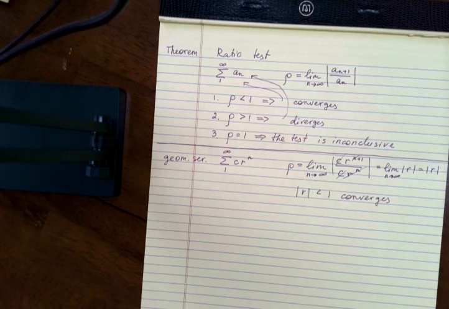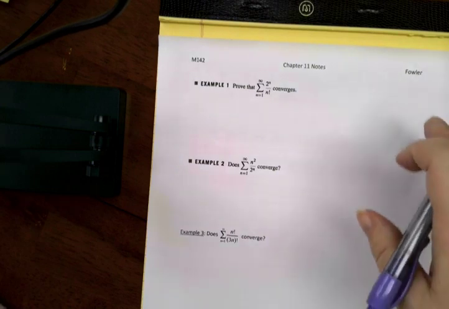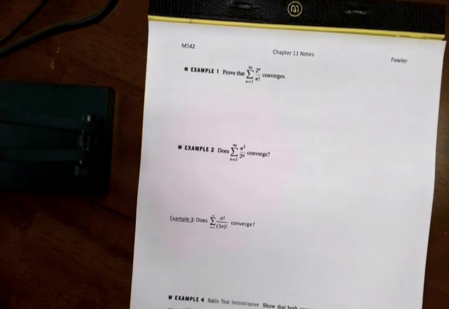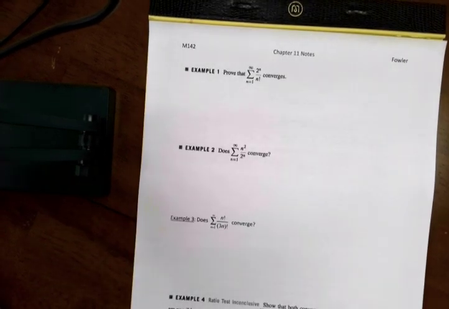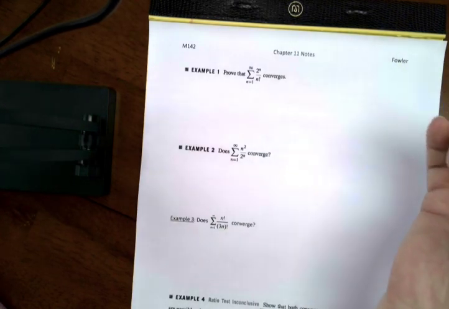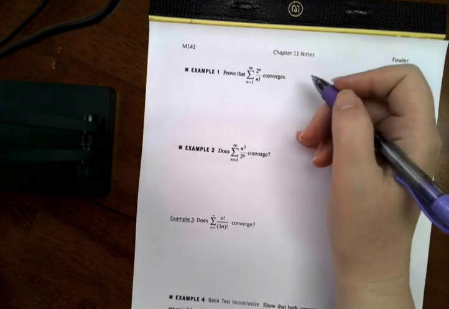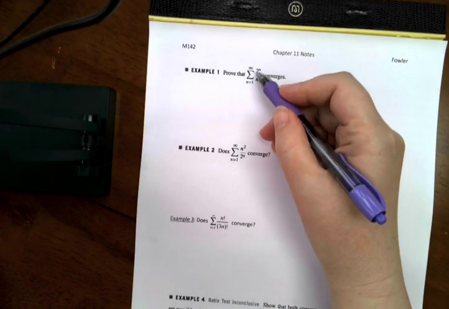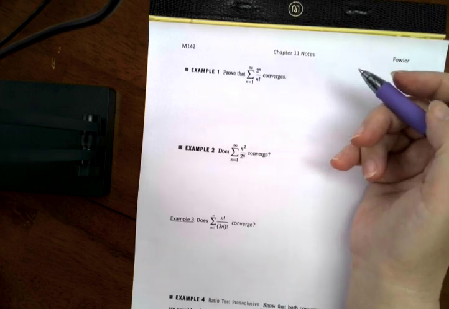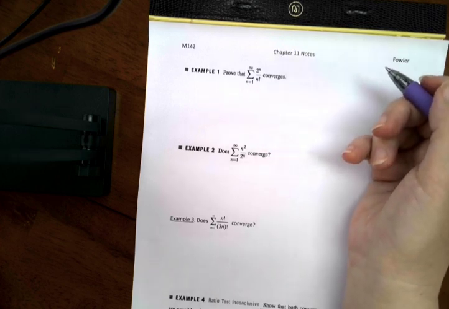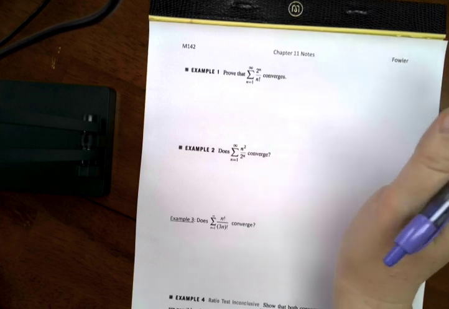Okay, now I have to remind you that I posted Professor Fowler's notes, and I want to use them now. So I want to use page 18, where she shows us which examples are useful for practicing the ratio test. Okay, prove that the series 2 to the nth divided by n factorial converges. So every time you see n factorial, the ratio test is really, really good because factorials cancel out fantastically.